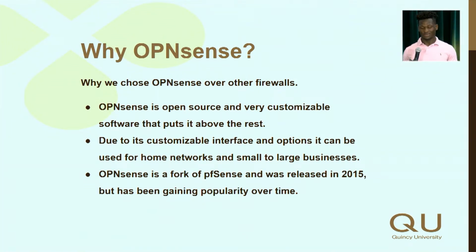So why OpenSense? OpenSense is an open source and very customizable software that puts it above the rest. Due to customizability, interface, and options, it can be used for home networks and small and large businesses. OpenSense is a fork of pfSense and was released in 2015, but has been gaining popularity over time.